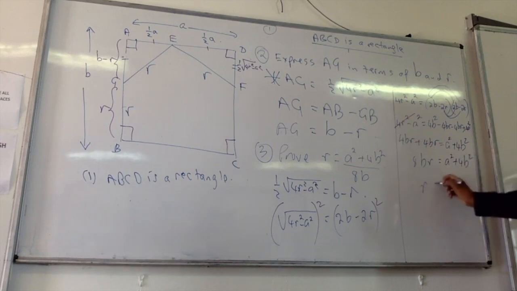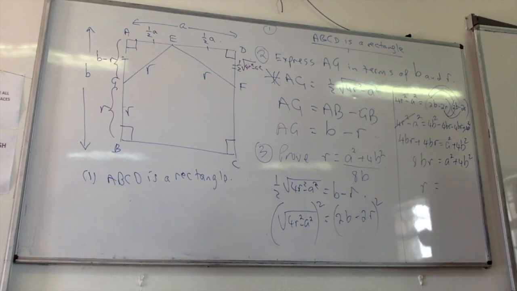And so we can find r by dividing both sides by 8b. So divide by 8b, you get a squared plus 4b squared, all divided by 8b. And so you proved it.